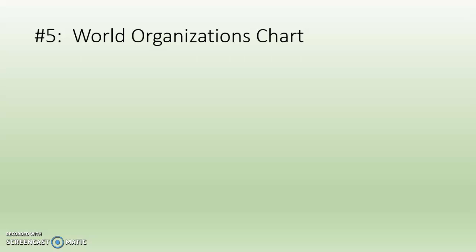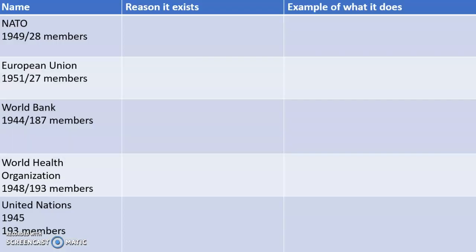Number 5, you were supposed to take this chart, NATO, European Union, World Bank, World Health Organization, and the United Nations, and you were supposed to fill out the chart with why it exists or its purpose, and an example of something it's done. So let's look at each one of these very quickly.